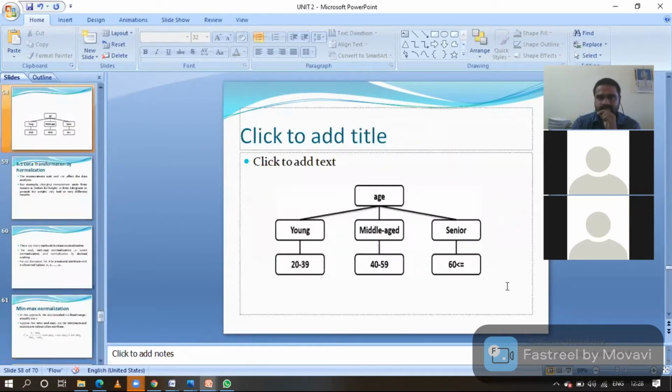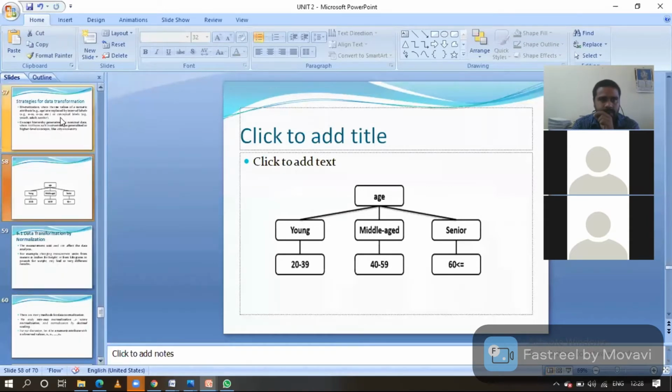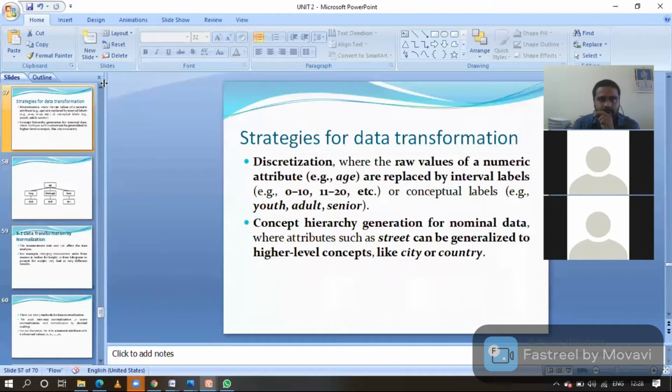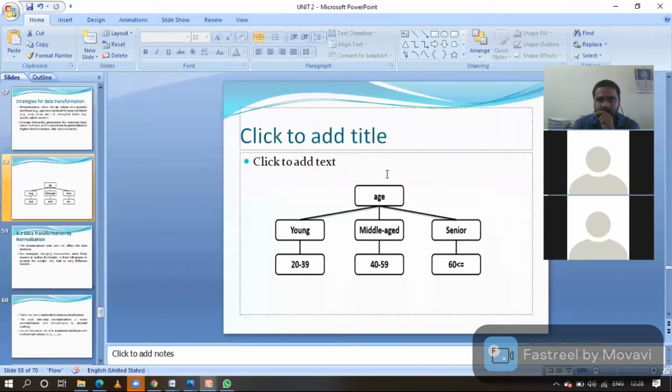Here, for example, age, youth, that is a labeling, guys. Where we have used that one, labeling. With this one, discretization. Here is the example for discretization. Youth means 20 to 39, middle age means 40 to 59, senior means above 60 years. That we call a data discretization example, guys.